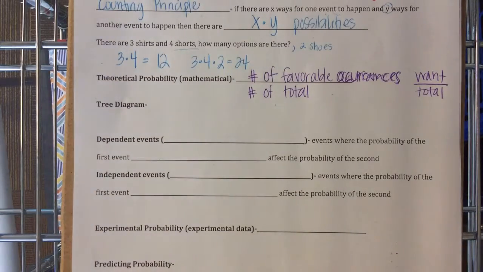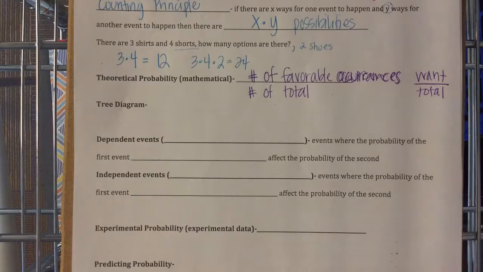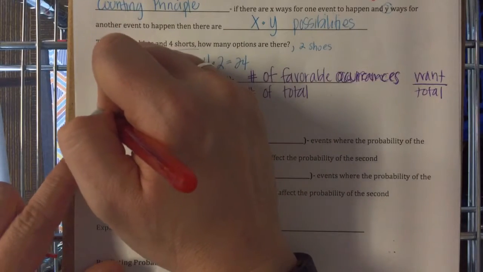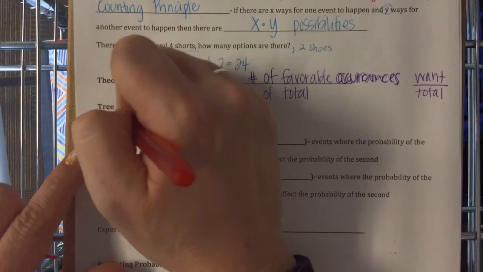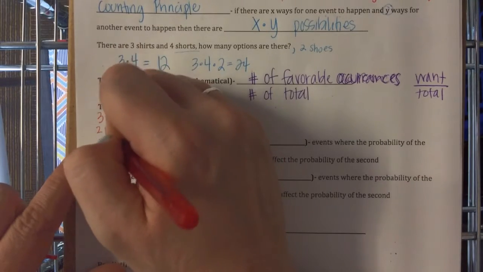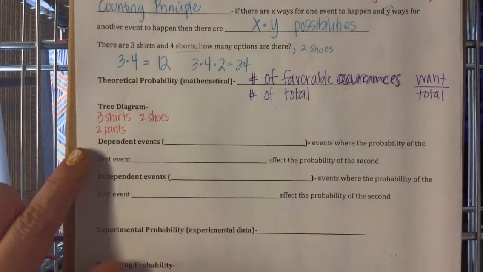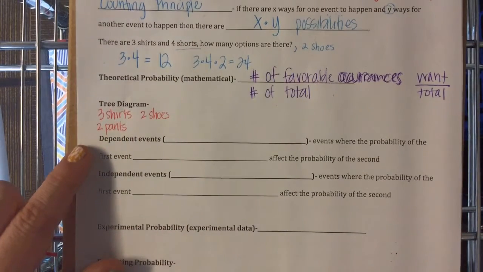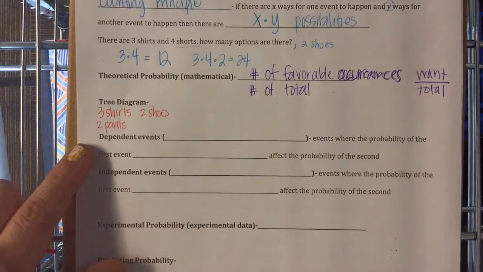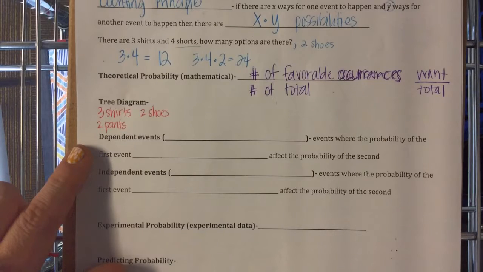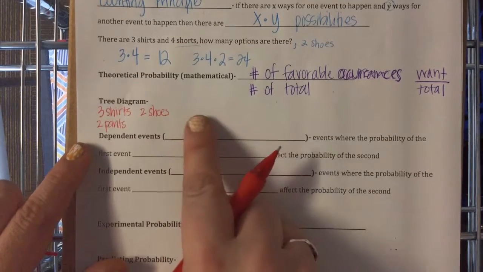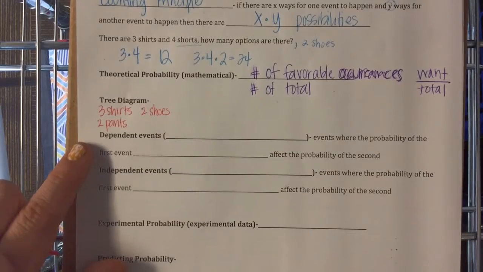All right, tree diagram. Tree diagrams get really big really fast. I'm going to give you 3 shirts, 2 pants, and 2 shoes. Do you think in this space we have enough room to make a tree diagram? It's going to have to be pretty small. If you don't think you can make it fit in here, where could you turn? To the back.